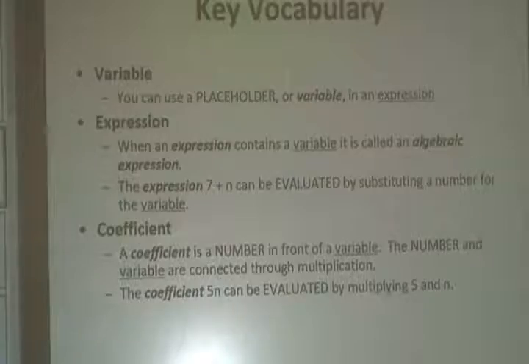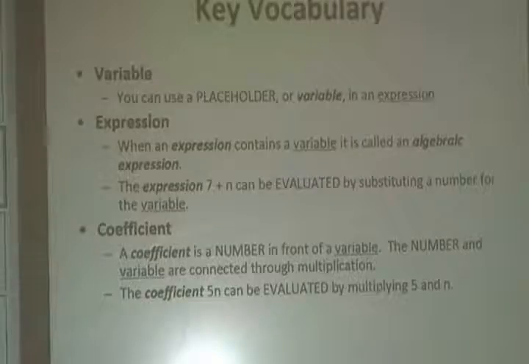The next word would be expression. When an expression contains a variable, it's called an algebraic expression. And the expression 7 plus n can be evaluated by substituting a number for the variable. So the variable is the letter n, and evaluate is just a fancy word for saying solve.